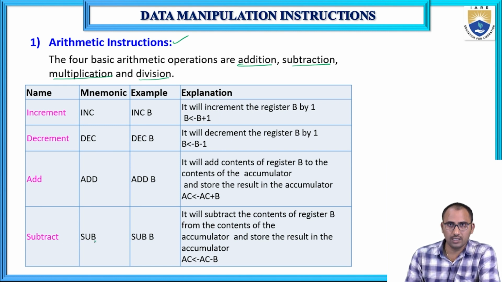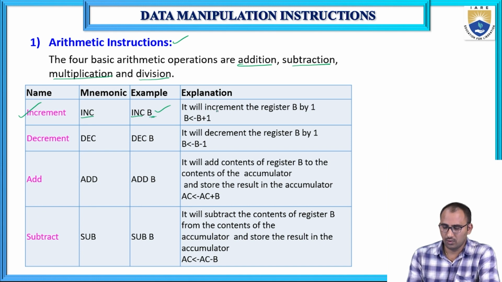Let's see the different arithmetic instructions. The first one is increment. All the arithmetic instructions are given in a tabular column. The first column is the name, the second is the mnemonic, the third is an example, and the fourth is a description of that particular instruction. The first instruction is increment. The mnemonic is INC, so the instruction is represented with INC. Example: INC B.